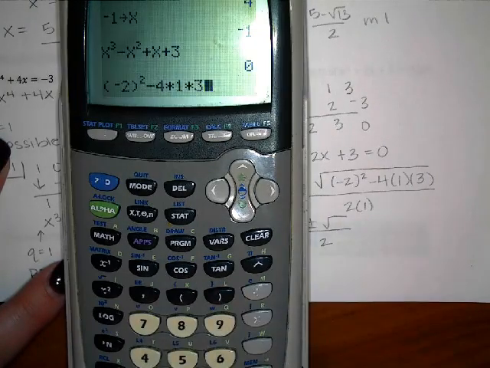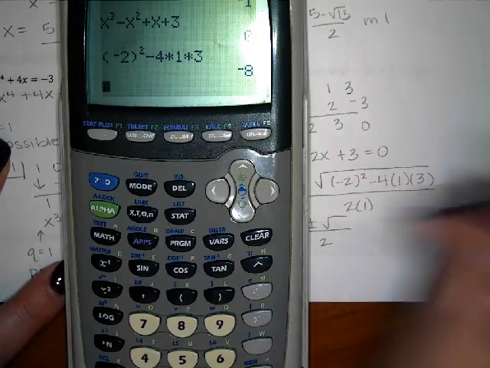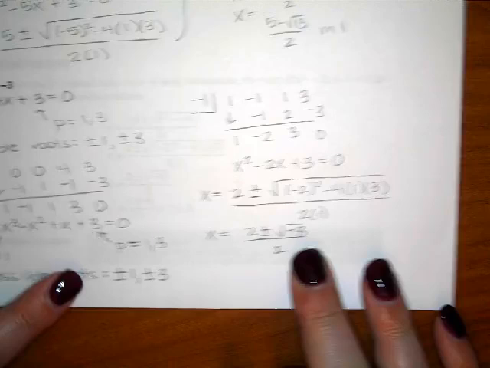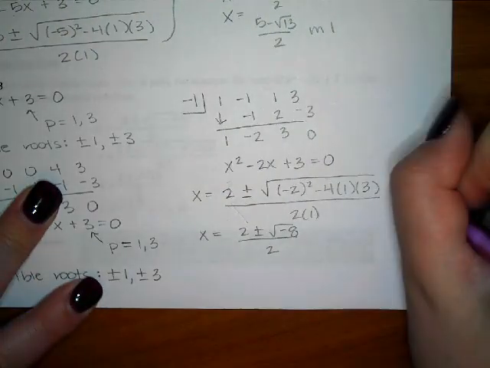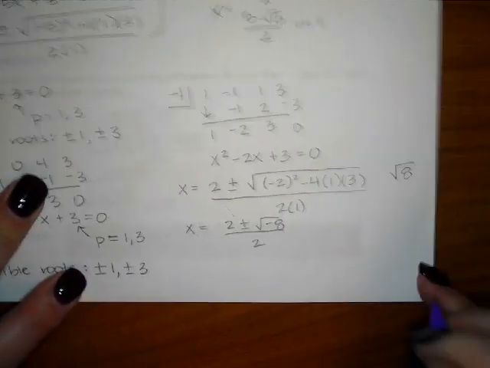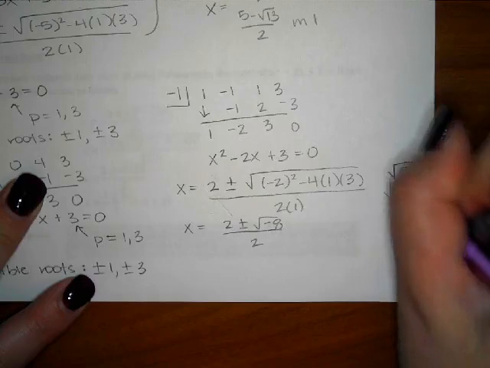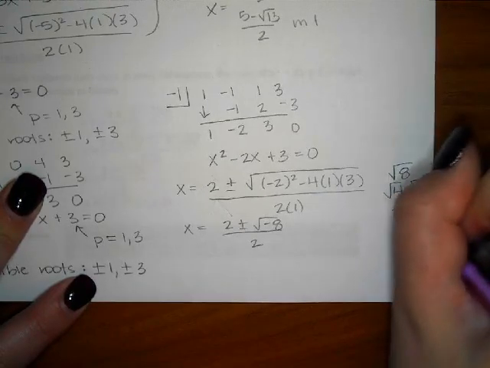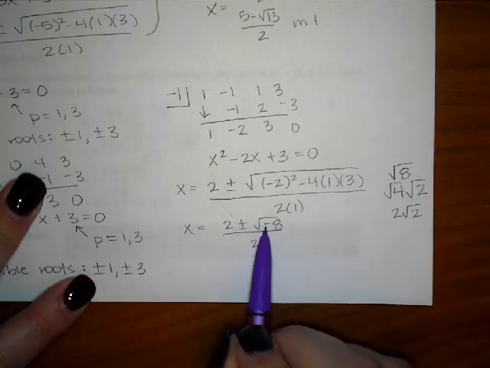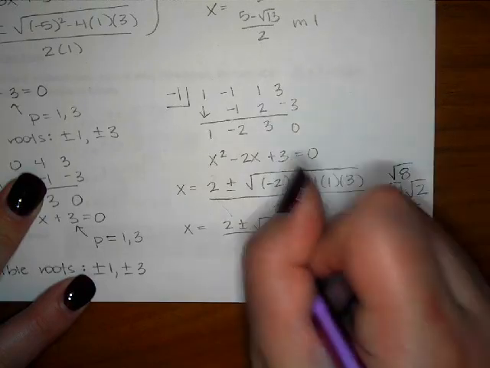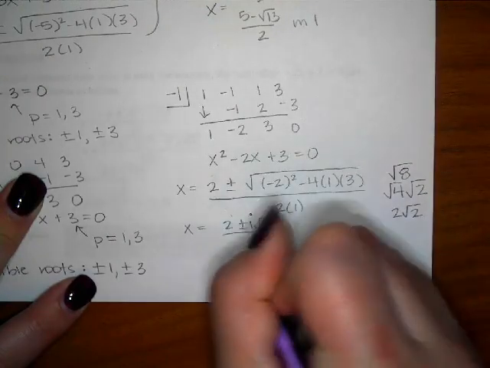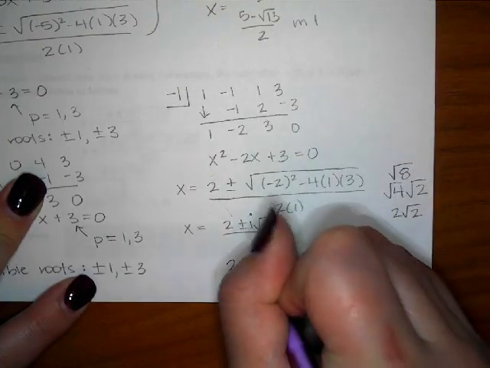Negative 8. So the square root of 8 can be reduced. That's root 4 times root 2, so that's 2 root 2. And this has a negative with it, that means this has an i. So we have 2 plus or minus 2i root 2 over 2.